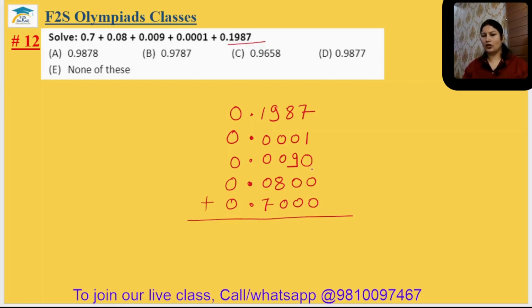Okay? Now add: 7 plus 1, 8. 9 plus 8, 17, carry 1. 8 plus 1, 9, 9 plus 9, 18, carry 1. 7 plus 1, 8, plus 1, 9. So 9, 8, 7, 8. It is available in option A. The 12th answer is A.